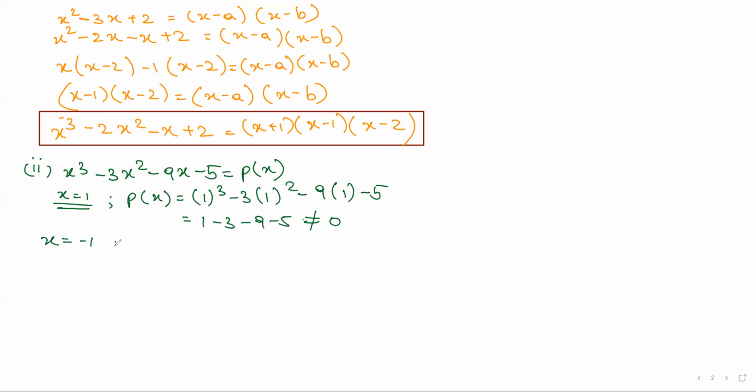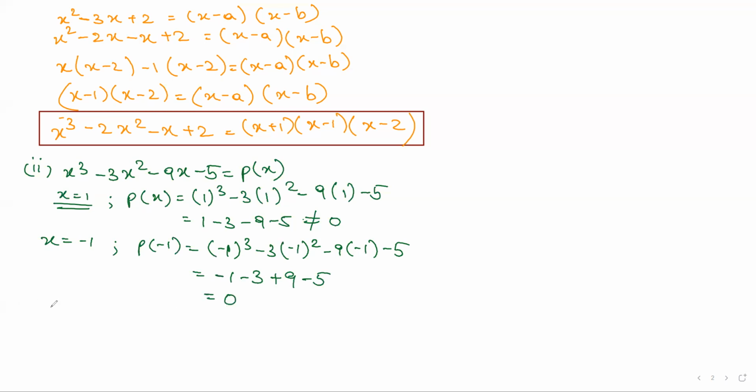What happens when x is equal to minus 1? P of minus 1 will give you minus 1 whole cube minus 3 into minus 1 whole square minus 9 into minus 1 minus 5. This is equals to minus 1, minus 3 into plus 1 is minus 3, minus 9 into minus 1 is plus 9, minus 5. Minus 1, minus 3, minus 4, plus 9 is 5, minus 5 is equals to 0. What happens for other values? Now you already got the value of x is equals to minus 1. So your root is x is equals to minus 1 and your factor is x plus 1. But let's see what happens if we continue solving this.